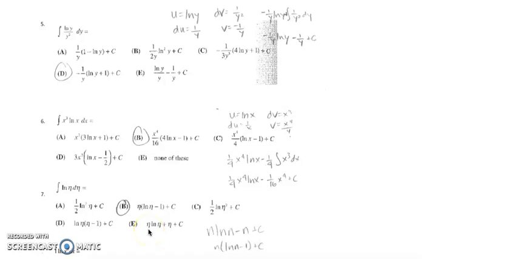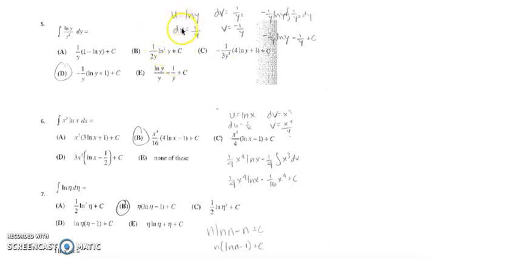Okay, here we have three more multiple choice problems, numbers 5 through 7. These are again non-calculator, and the first one of them is going to be an integration by parts problem. And I'm going to use ln of y as my u because I find it easier to differentiate ln of y than I do to integrate ln of y.